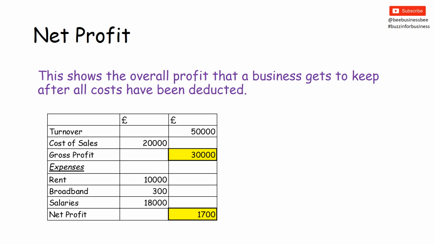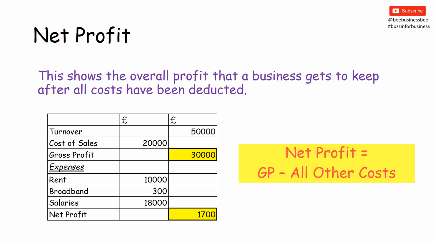Now, the other profit you can calculate is net profit. Now, net profit is a profit that you get to keep after all your costs have been deducted. So not just the cost of making the product, but all your other costs like rent, broadband, salaries, for example. And the way we would do that is we do our gross profit minus all our other costs, or minus our expenditure. So you can see in this case here that you do 30,000 less all those other costs, and that leaves you with £1,700.